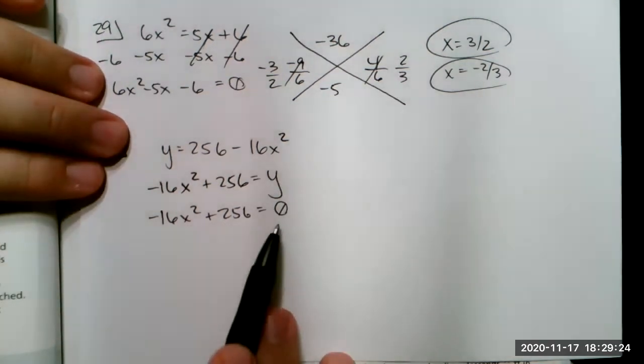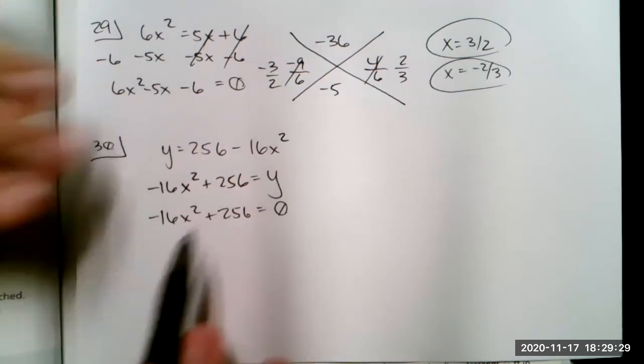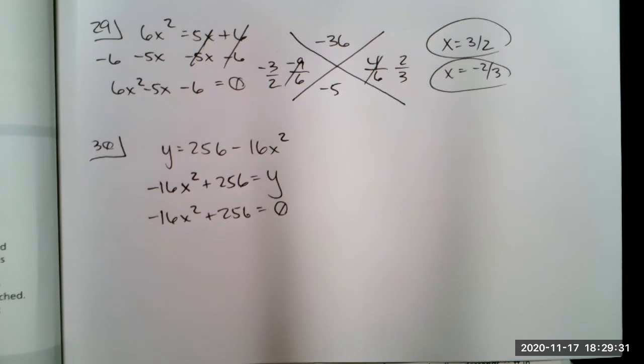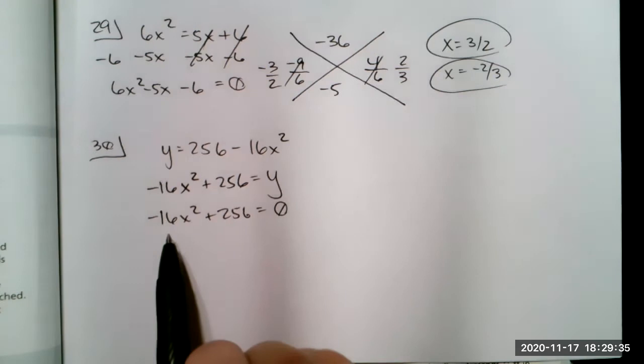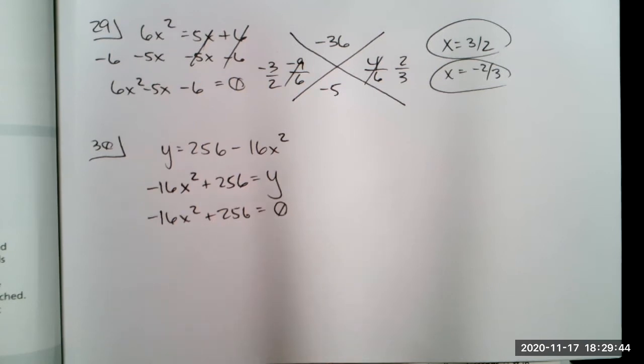So step 1, make sure it's equal to 0. Step 2, make sure it's in standard form. Step 3, make sure if there is a GCF, you take it out. So I think there are 2 GCFs here. 16 times 10, 15, 16. I think 16 times 16 is going to be 256, if I'm doing that right in my head.